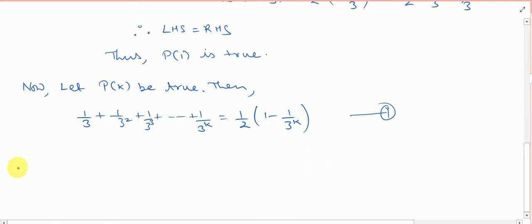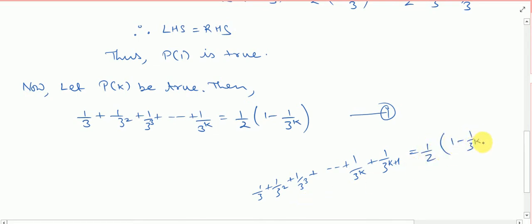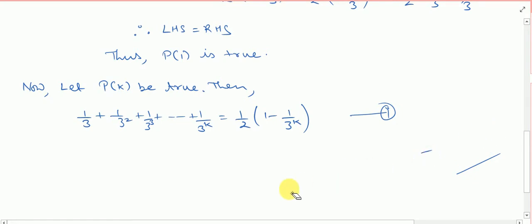That means we should be able to show that 1/3 + 1/3² + 1/3³ + ... + 1/3^k + 1/3^(k+1), this left hand side, whatever I have written right now, is equal to 1/2 (1 − 1/3^(k+1)). I should be able to show this. Okay, so let us see.